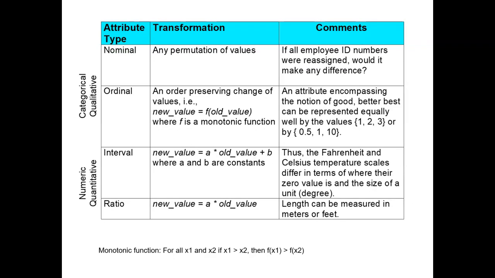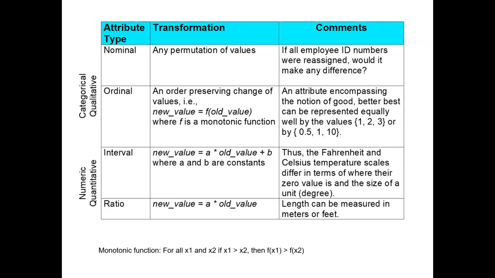And how we can transform them: for nominal, any permutation could work. Permutation means the change of order. If all employee ID numbers were reassigned, would it make any difference? Yes, of course, the ID for every employee is specific, right? So if you change the order, the record will be changed. Similarly for ordinal, an order-preserving change of the values, so order is important here. For example, in nominal the order is not important, but in ordinal the order is important.